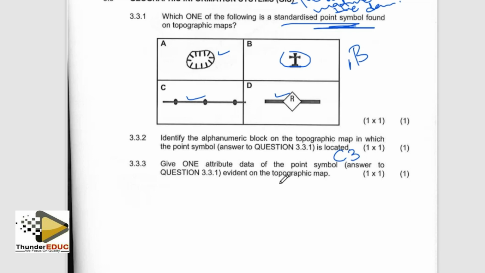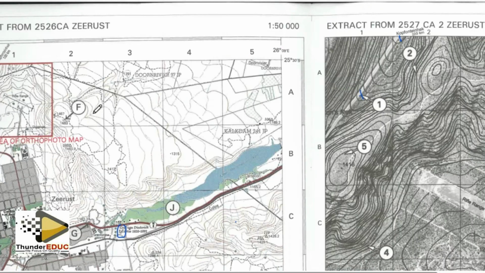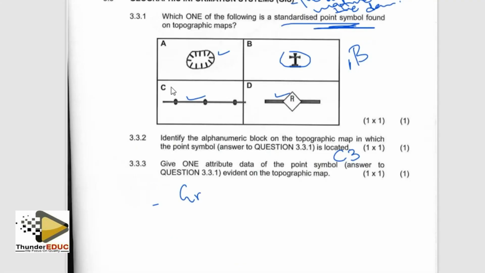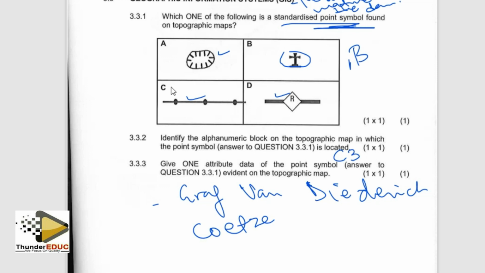Then the last question says, give one attribute data of the point symbol on that answer, evident on the topographic map. You come here, this point symbol has got a name. What is the name? The name here is Graphendiferous. Okay, so you write it here, Graphendiferous, codes. So 1820 to 1891.